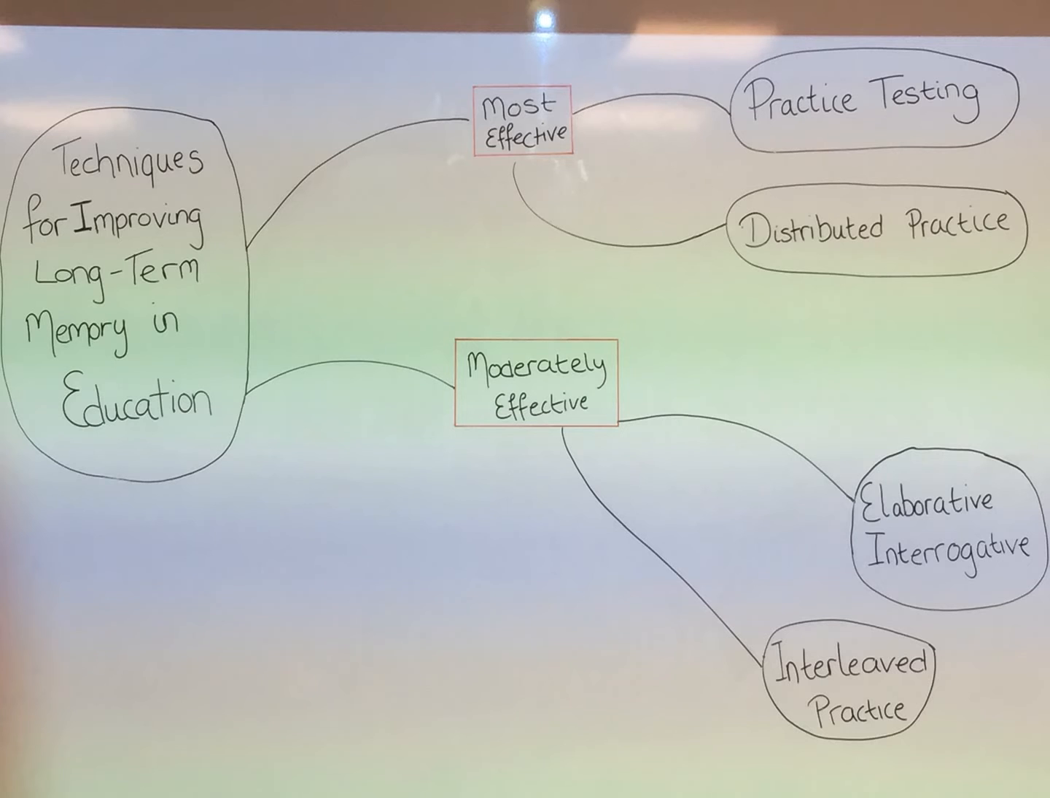The next 2 techniques are moderately effective strategies for improving long-term memory. Elaborative interrogation. This is done by asking students higher order questions, such as, why might that be the answer? This helps the students to understand what they are doing, as well as make them think about the content. Interleaved practice. In this technique, students mix up the different topics or subjects that they are studying to improve their time management, as well as keeping the knowledge fresh in their minds. This also helps the students to compare and contrast the various subjects.